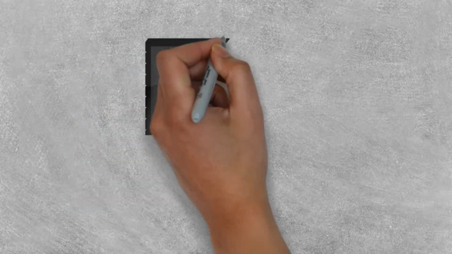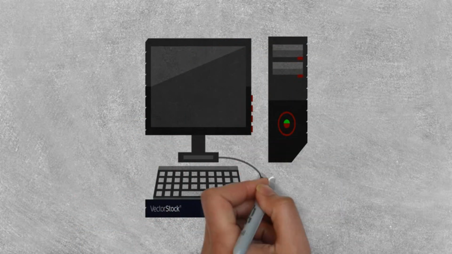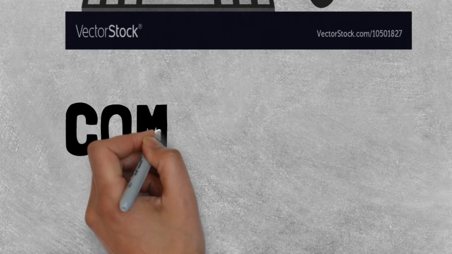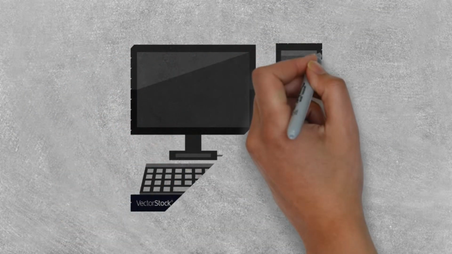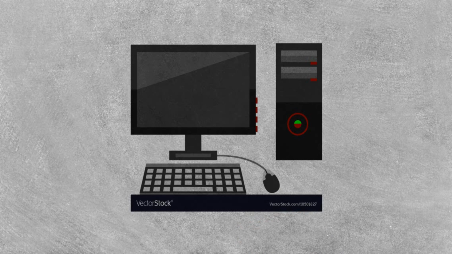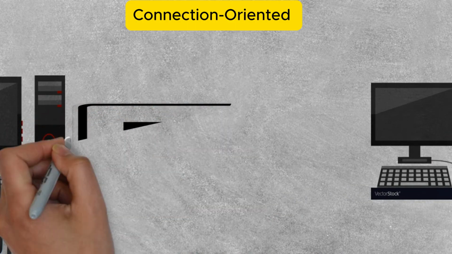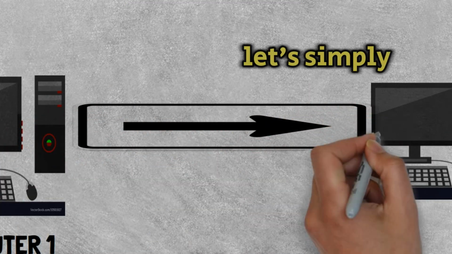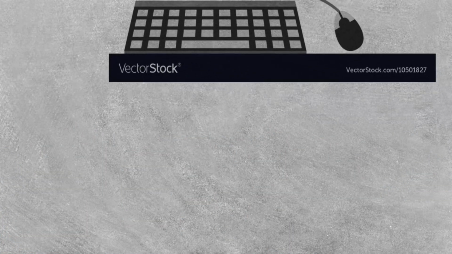In the world of computers and the internet, information needs to travel between devices, like how we talk to our friends or send them messages. The way computers communicate with each other can be compared to two different styles, connection-oriented and connectionless protocols. Let's simply explore these. Let's recap the question that I showed at the beginning of the video.